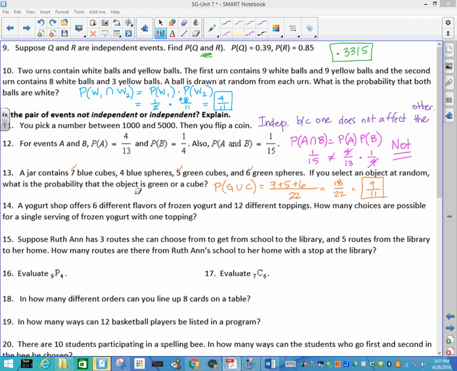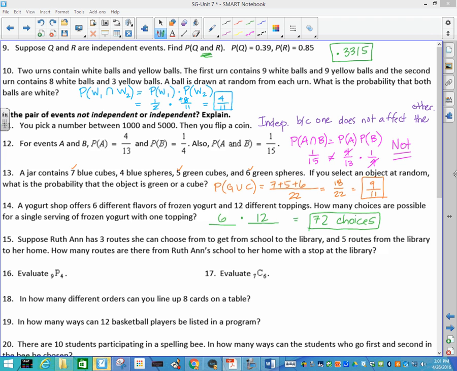All right, a yogurt shop offers 6 different flavors of frozen yogurt and 12 different toppings. How many choices are possible for a single serving of frozen yogurt with a topping? So you have to choose the yogurt and choose the topping. How many choices of yogurt? 6. How many choices of toppings? 12. So 6 times 12 is 72, which brings me to this: if your answer is higher than the number one, you should always have a label with it. These numbers are less than one, they don't have a label. This is greater than one, so I have a label with it.